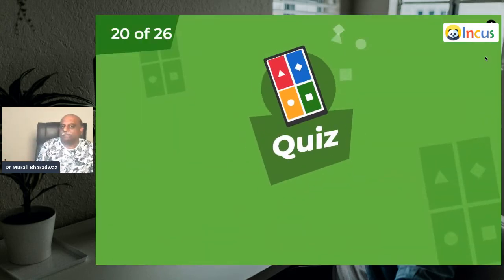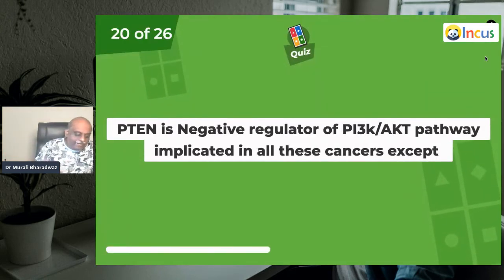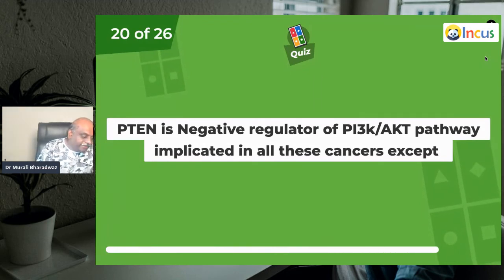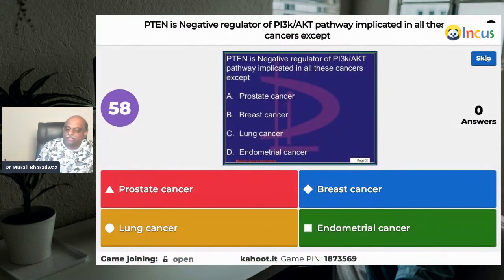So, doctor, P10 is a negative regulator of the PI3K AKT pathway, and it is implicated in all these cancers, except which cancer? It is not implicated.